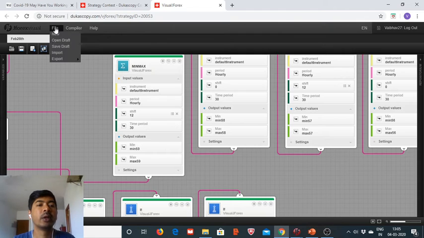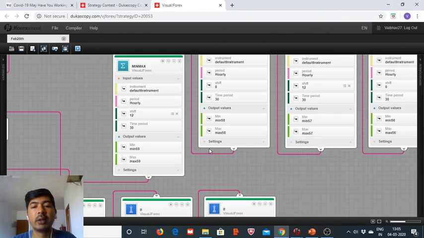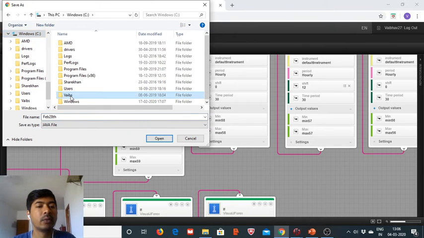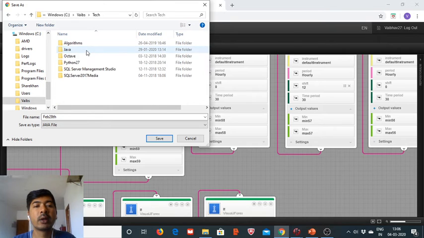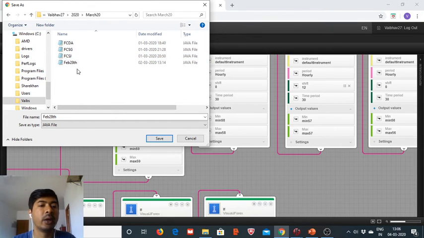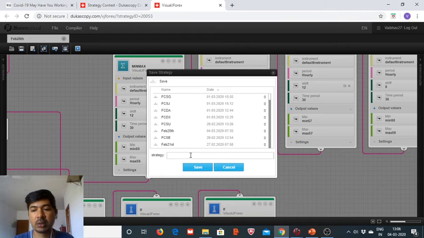Now let's export this file in Java format to our demo account, demo platform, and this is the Windows tech and algorithms 2020 March 20, and here we are. Oops, we have one more file here with the same name, and I think let's change this name. We will save this file as 4th of March.